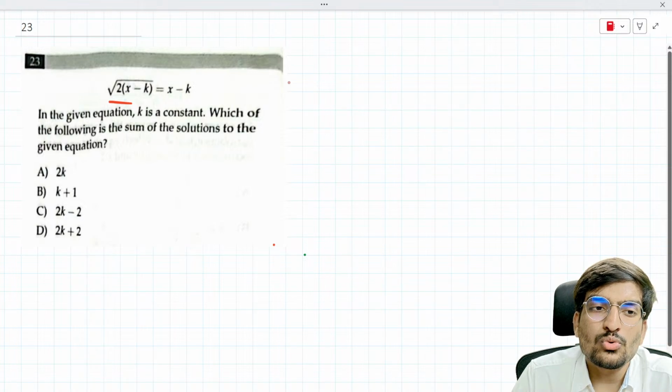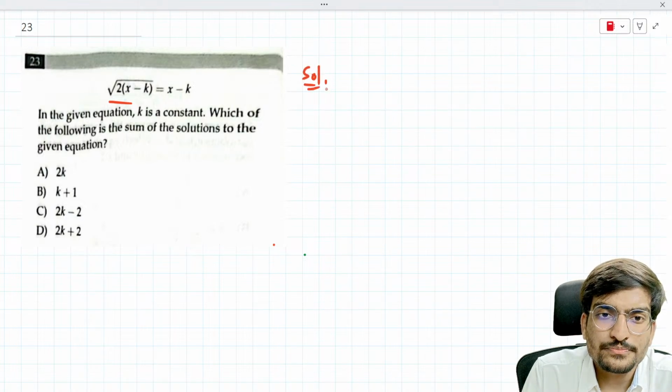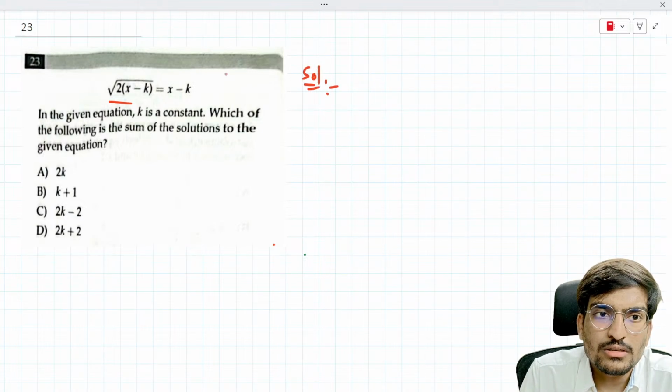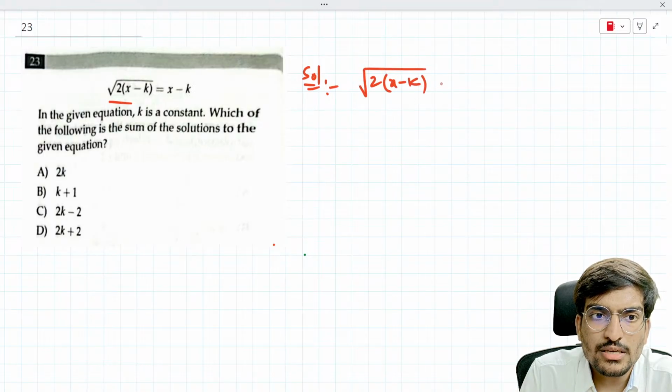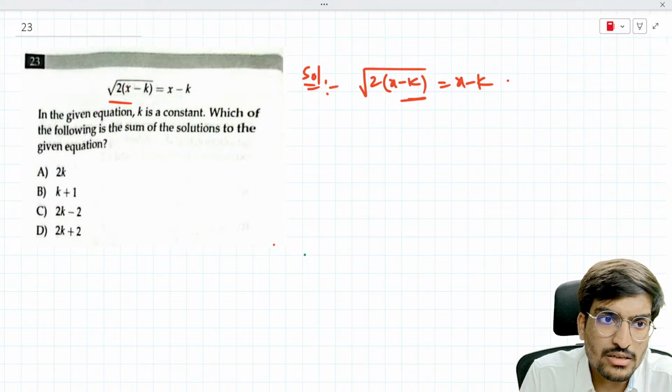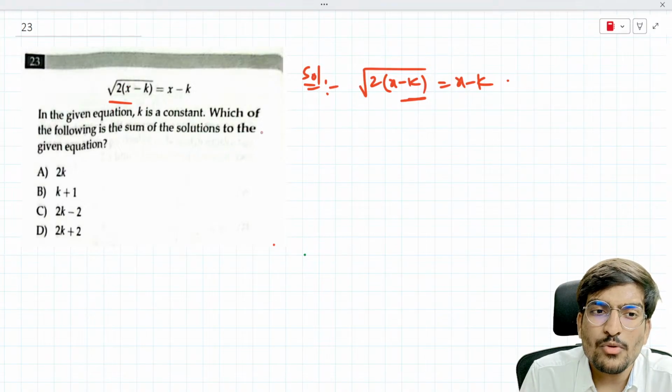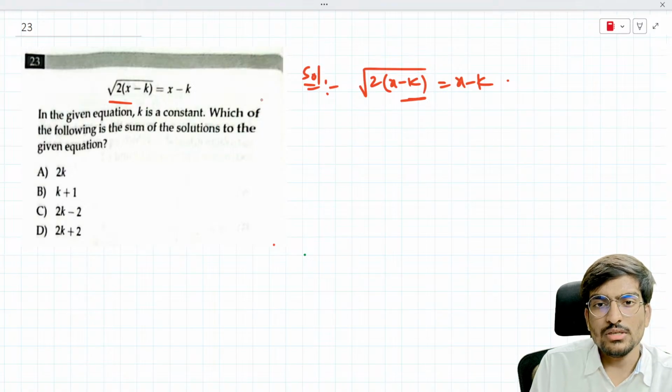Root 2 under root, 2 into x minus k, equals x minus k. Be careful, similar terms are there. And in the given equation, k is a constant. Which of the following is the sum of the solutions to the given equation?